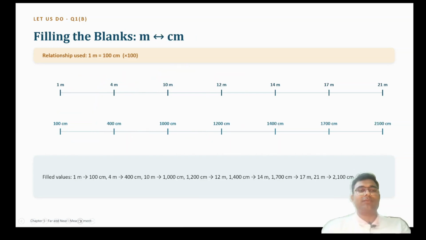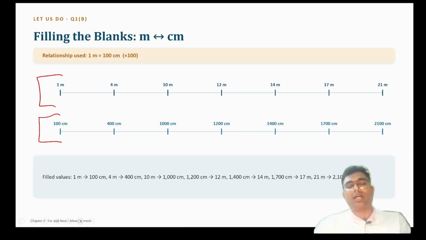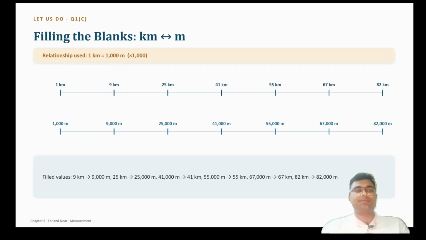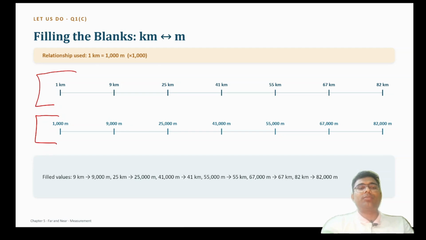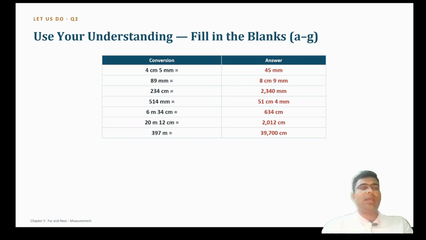And same for the next, the upper line is in meter, the lower line is in centimeter. Just multiply meter with 100, you will get centimeter. Then kilometer and meter, to change kilometer into meter, multiply with 1000 and you will get meter. Use your understanding, fill in the blanks.